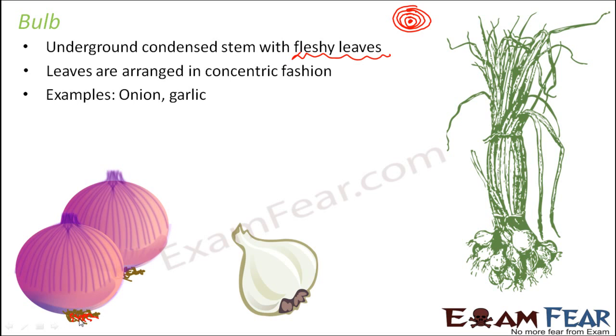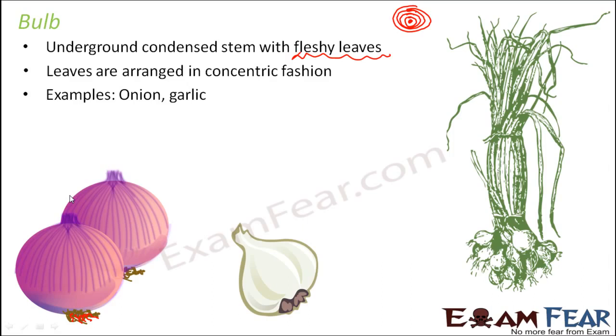This is the base of the bulb, and from here arises the aerial shoot. So in case of garlic, how does an onion differ from a garlic? In case of a garlic, it is not only one bulb, but it is actually a combination of many bulblets to form a bigger bulb.